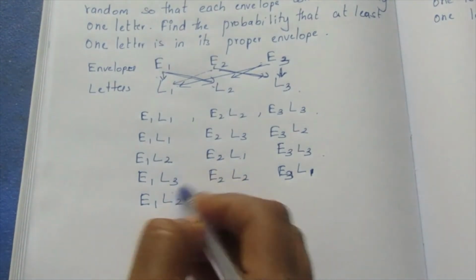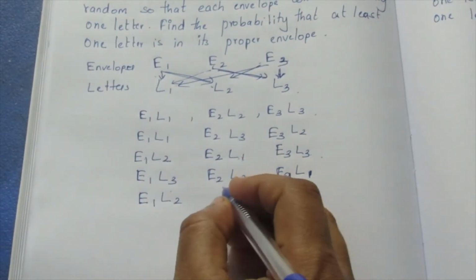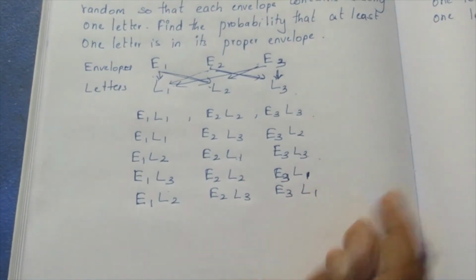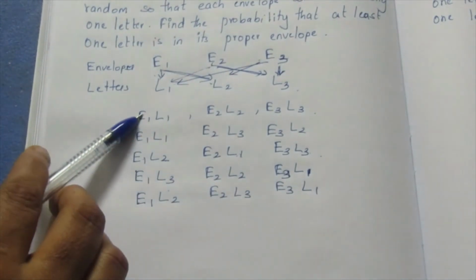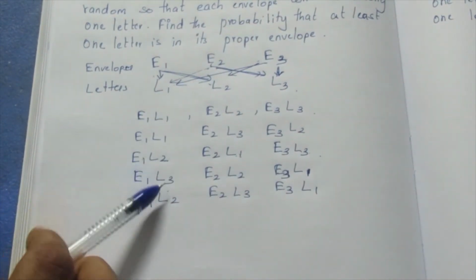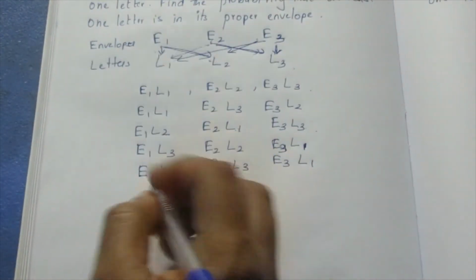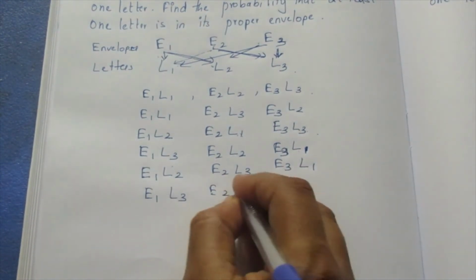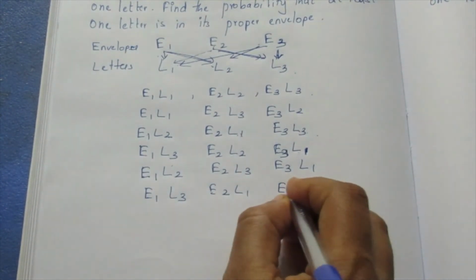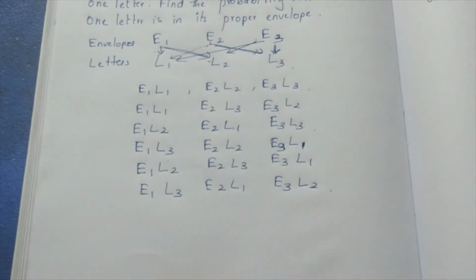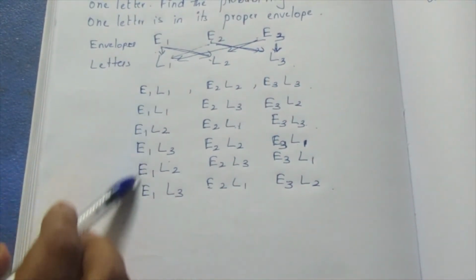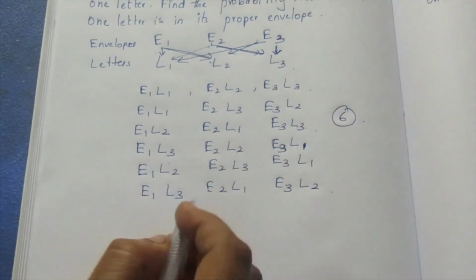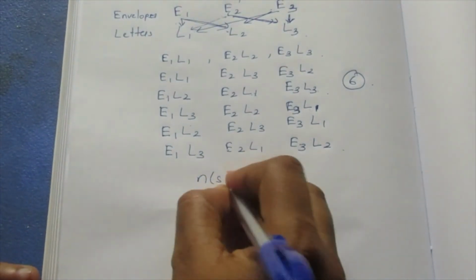E1 L2, here we can change the other two: E2 L3, E3 L1. There will be 2 combinations for E1 L1, 2 combinations for E2 L2, and again the L3. Here we can change these two: E2 L1 and E3 L2. So the total outcomes are 6. There are 6 possible outcomes, so n of S is 6.